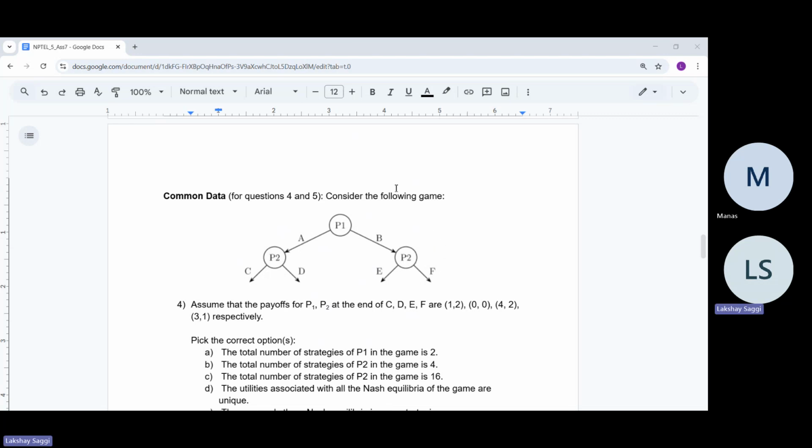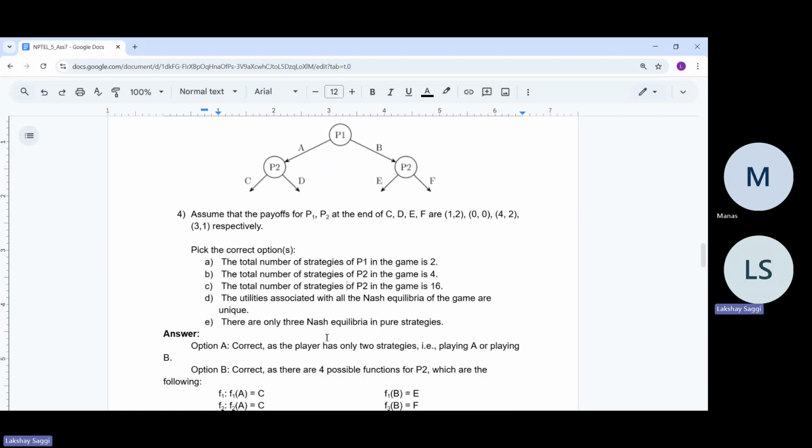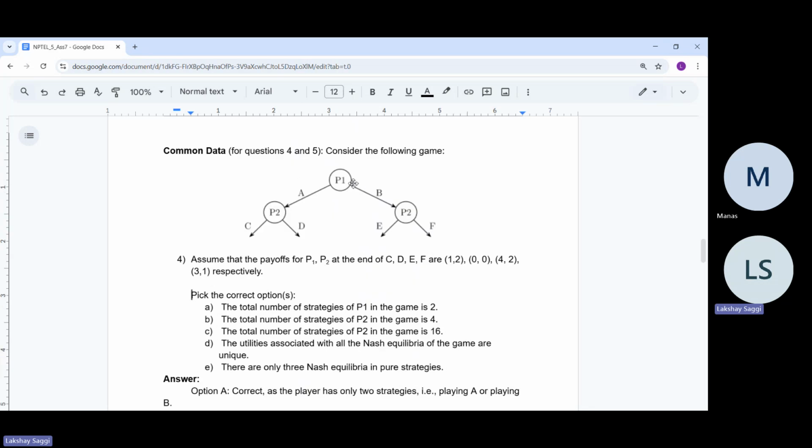Okay, so Manas is saying that if there was another action for player one, and player two again had two actions corresponding to that, then the total number of strategies will be six for player two. Are you sure, Manas? Or do you want to think about it for one or two minutes? Because the point I want to emphasize is that strategies belong to the function space. I'll just repeat the question.